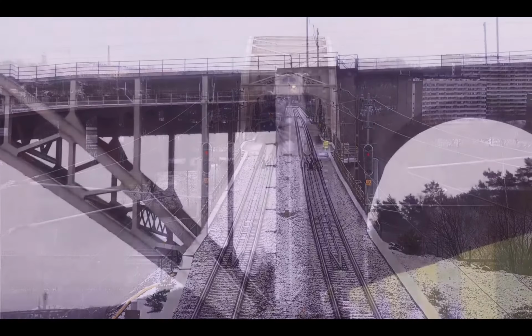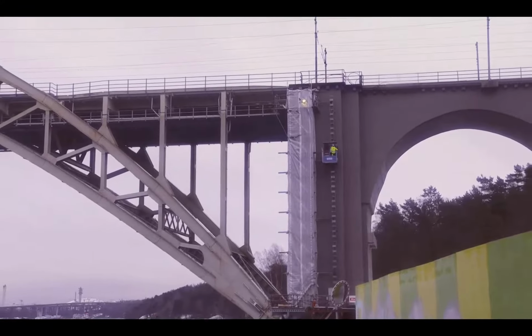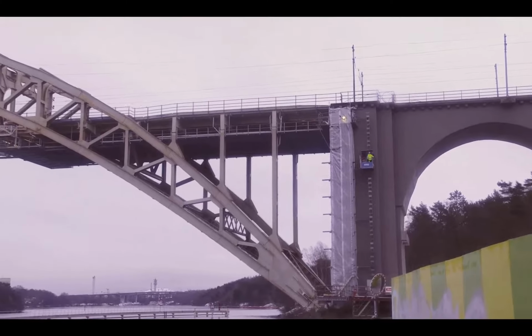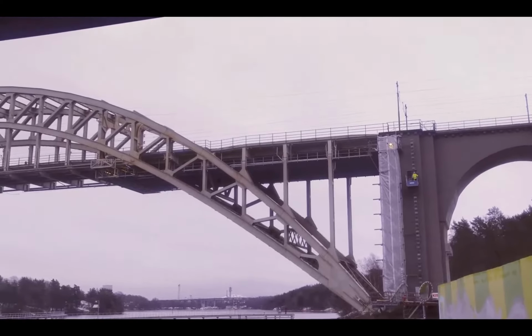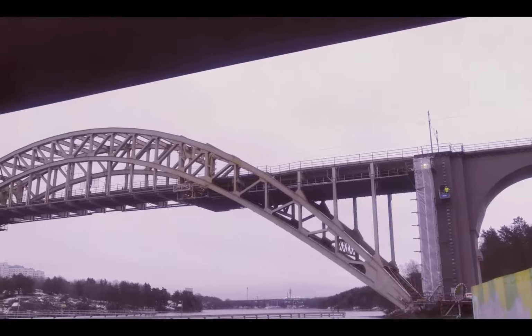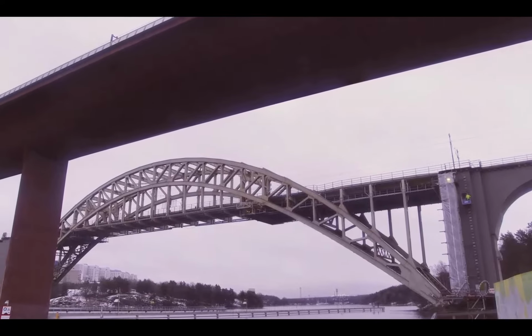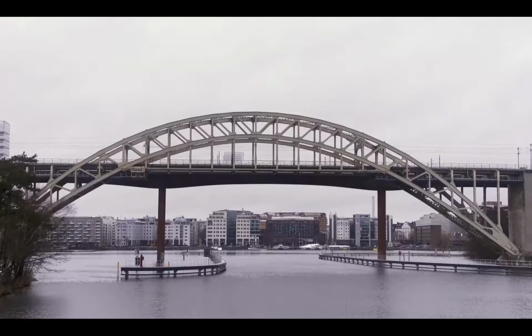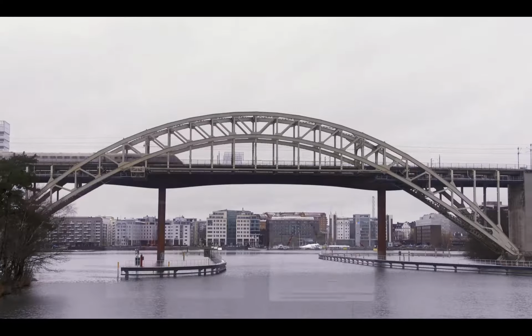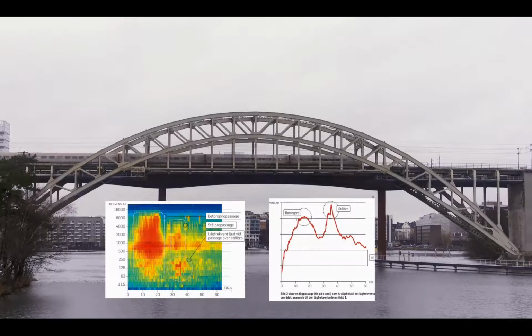When the bridge was reopened for train traffic, it was noted that the noise levels had increased in comparison to earlier levels. The noise had to be decreased, and the task to accomplish this was assigned to Vibratech. A big challenge was to find a solution that could be implemented without disturbing the constant rail traffic.